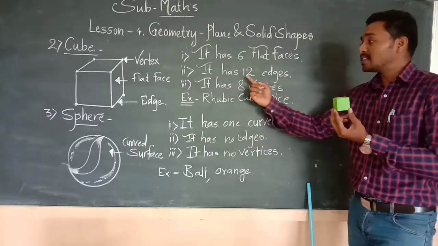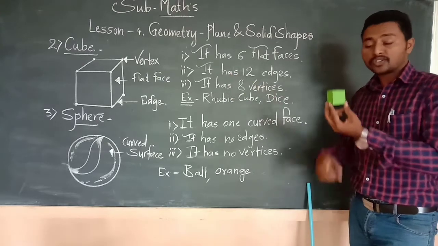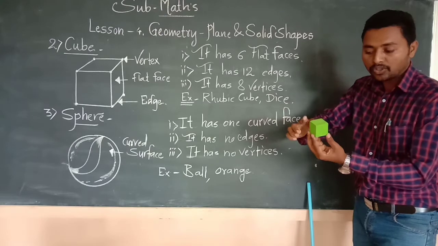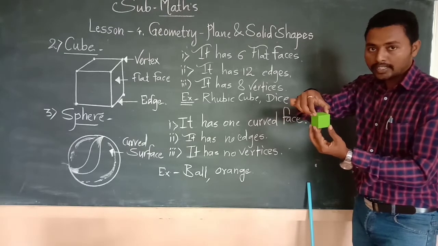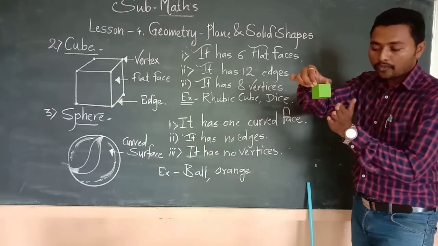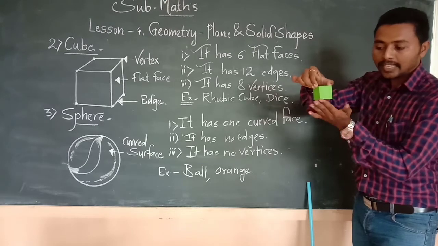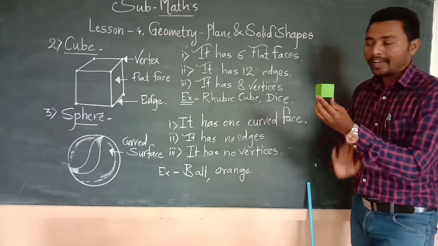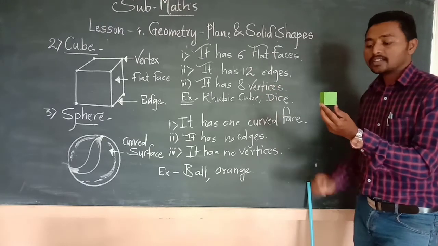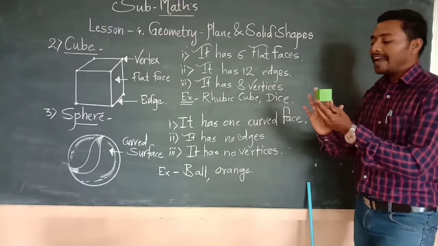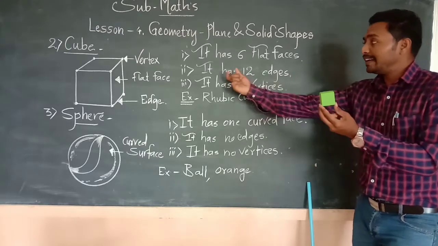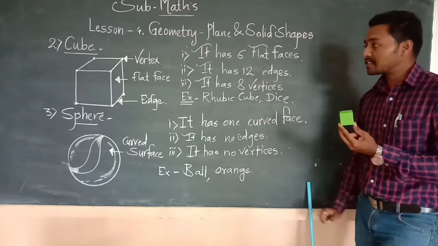Second point, it has 12 edges. So let's count the edges. Upper portion 1, 2, 3, 4. 4 edges as it is. Downside 5, 6, 7, 8. Upper 4, lower 4, total 8 edges. Up side 9, 10, 11, 12. It is also true. It has 12 edges.